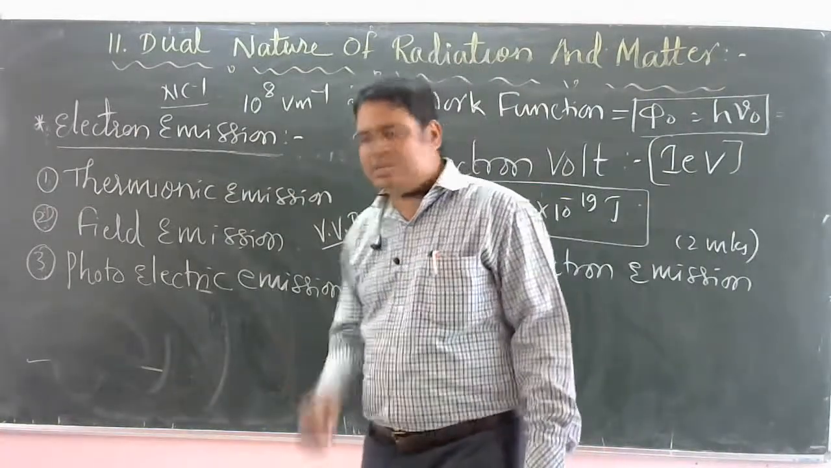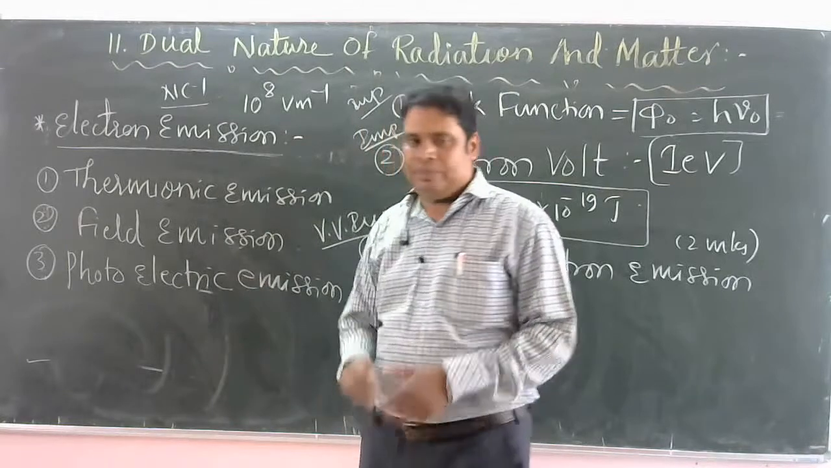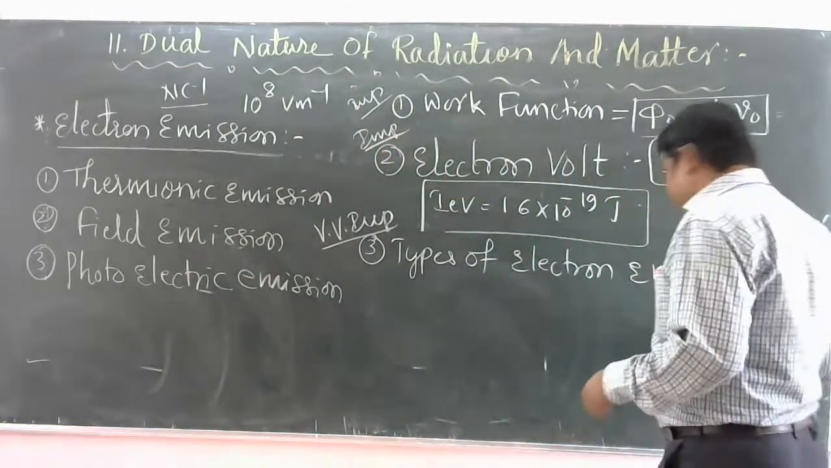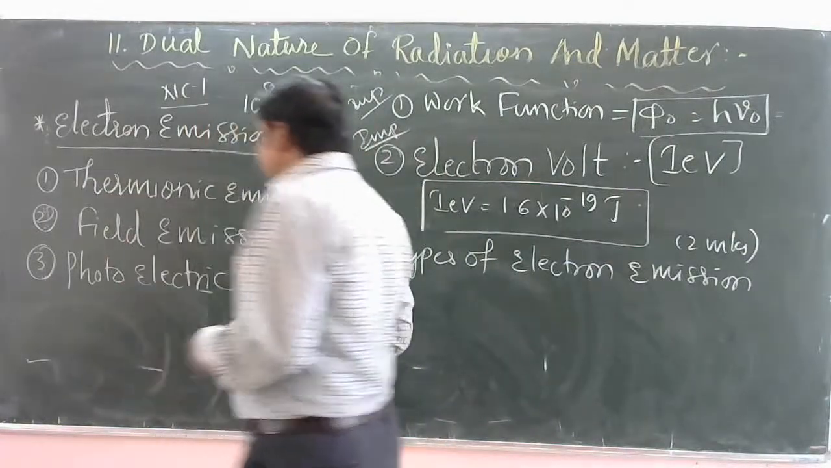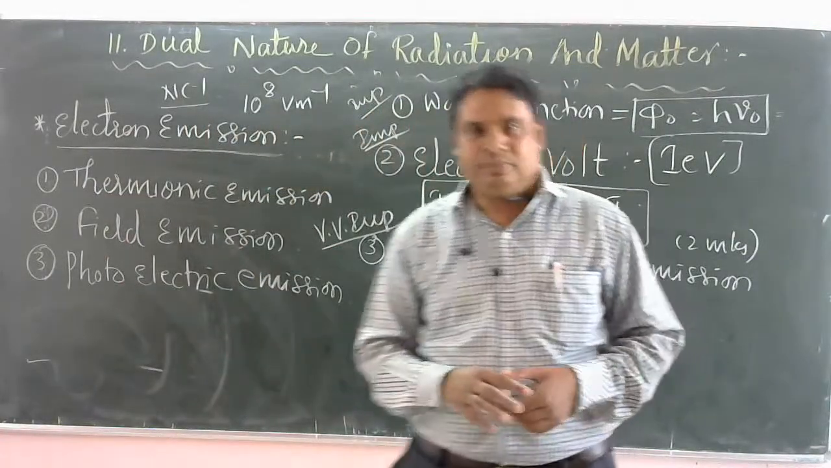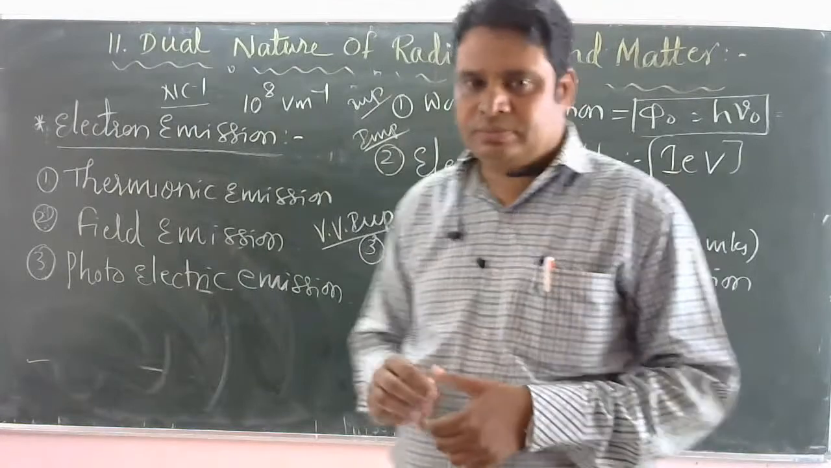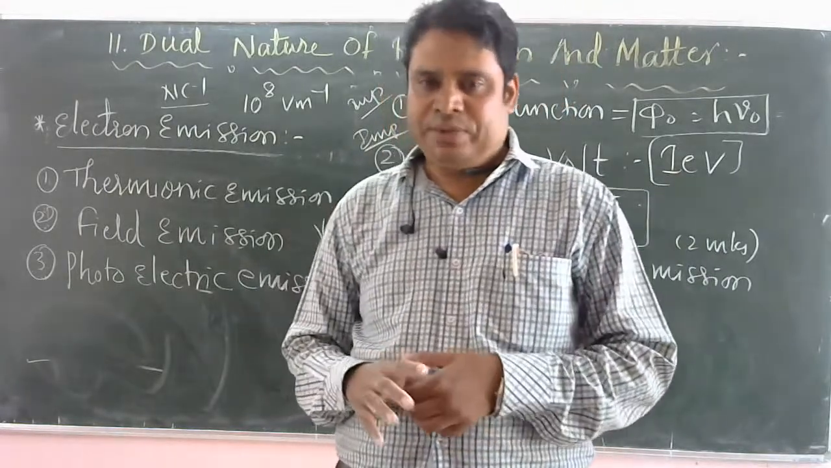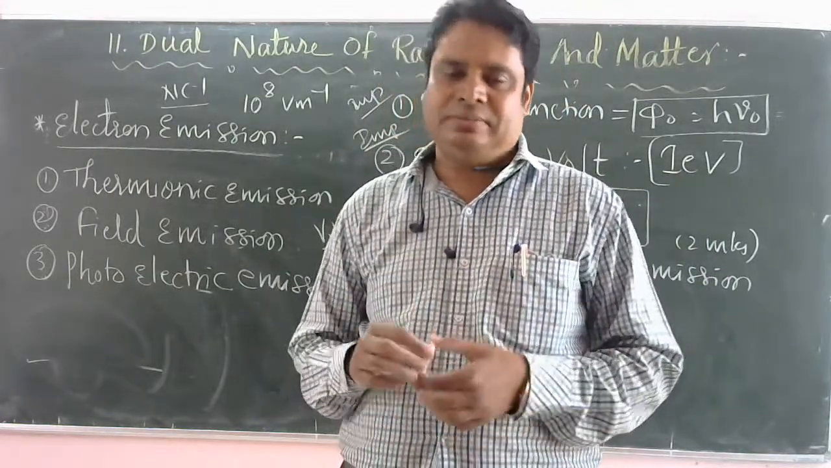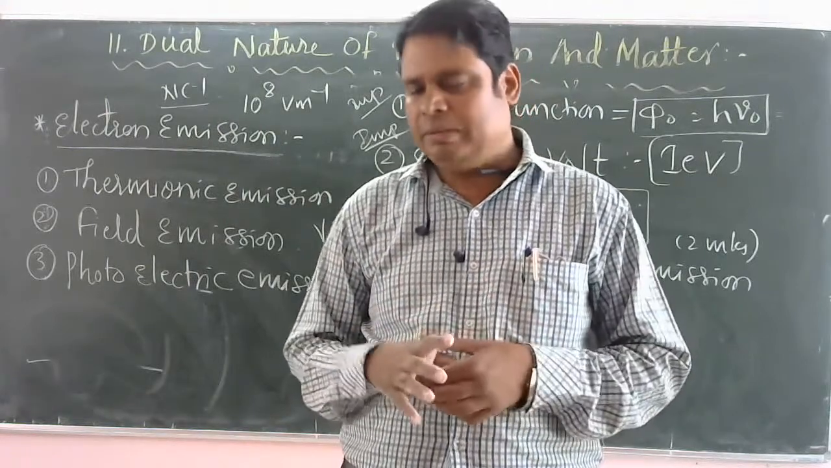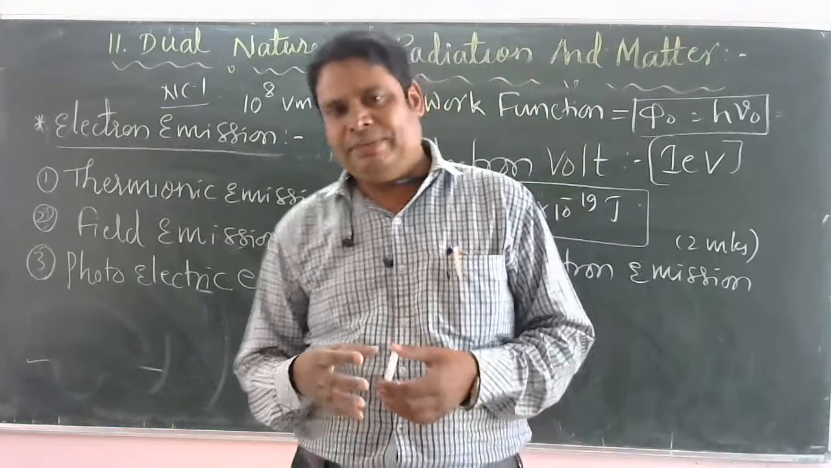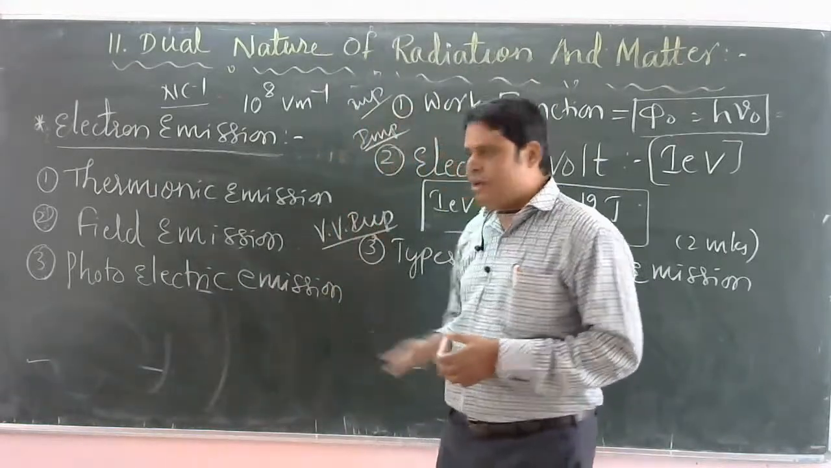And we are trying to understand about different types of electron emissions. Okay, very important concept as I discussed earlier. First one is thermionic emission. What is thermionic emission? It is the emission of electrons from a metal surface by supplying energy in the form of heat. It is called thermionic emission.